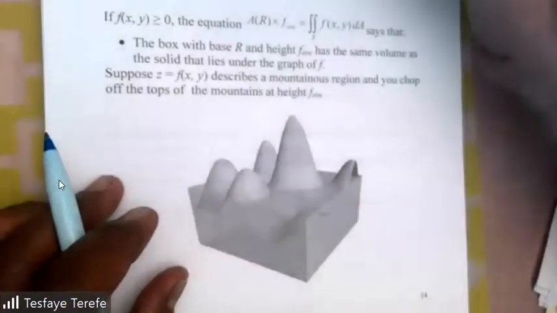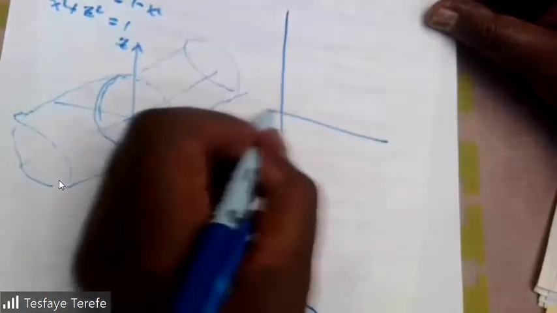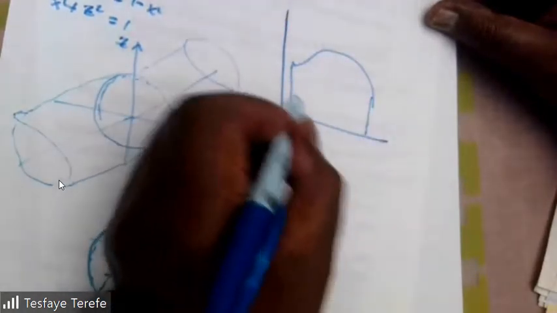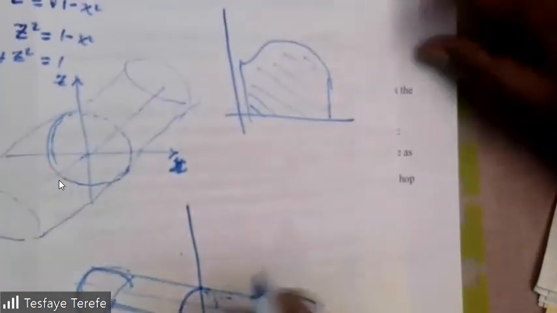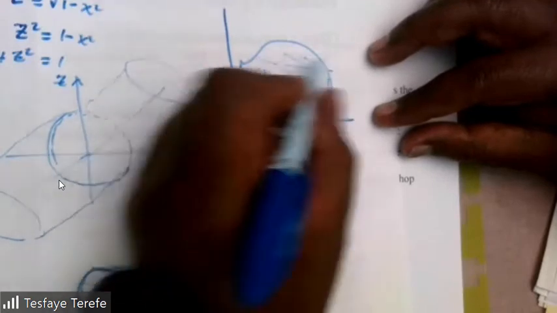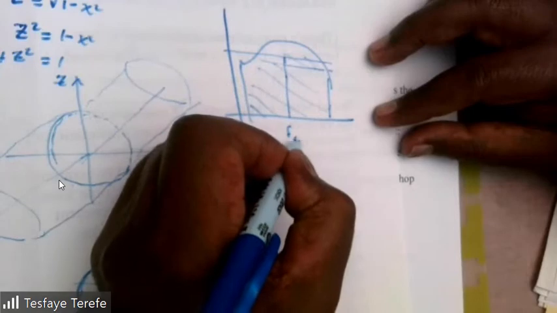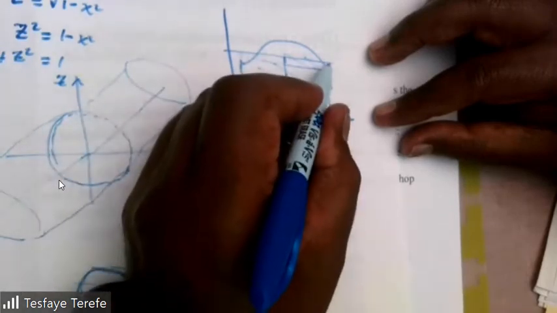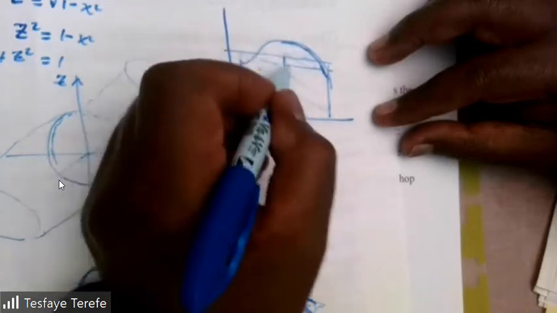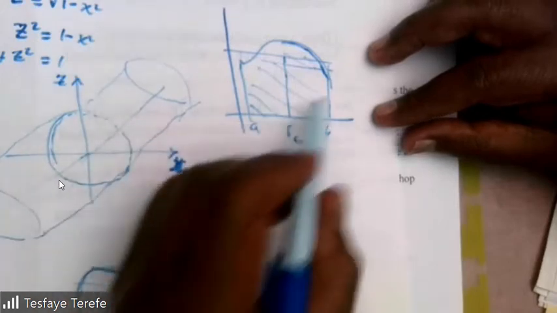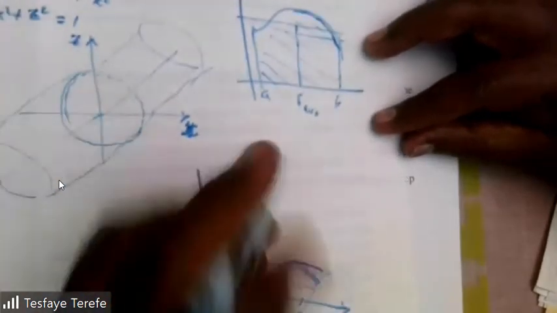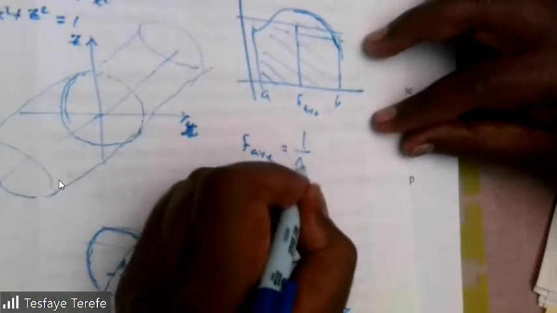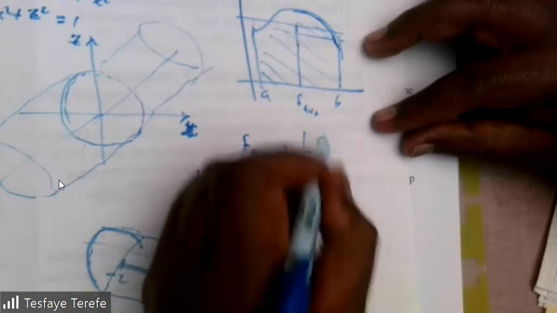All right, the other thing that we need to know in double integrals is calculating the average value. In single variable, do you remember the average value, the average height? In other words, if I have a function like this one, and I can get the average height here, f average, then using this average height and the integral from a to b, the area of the rectangle and the area under the curve are equal. So f average equals 1 over b minus a, times the integral from a to b of f of x dx.